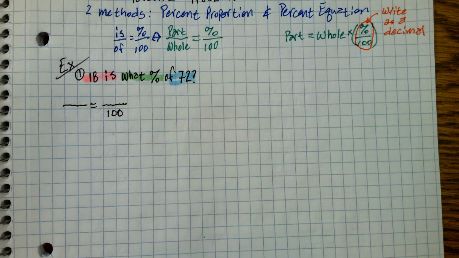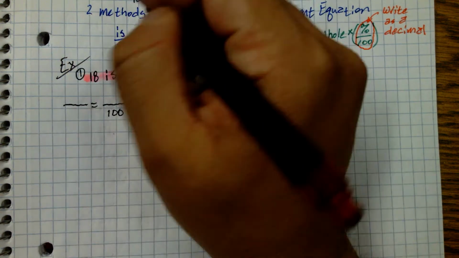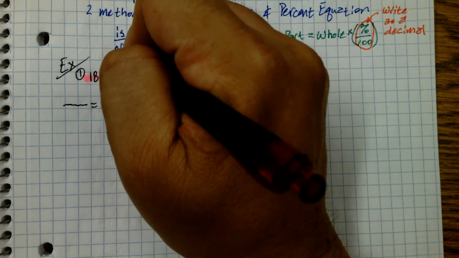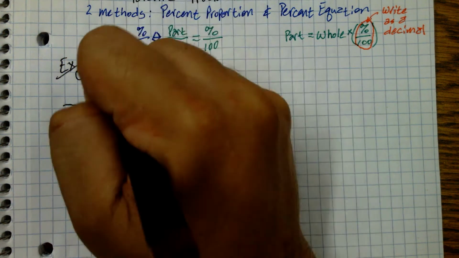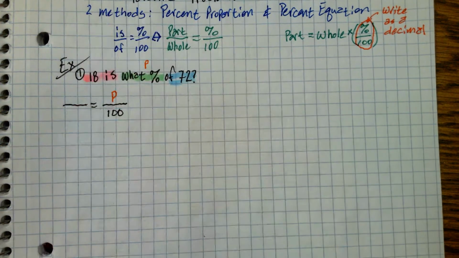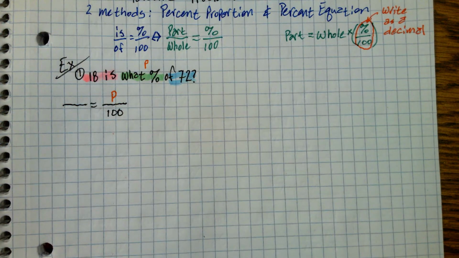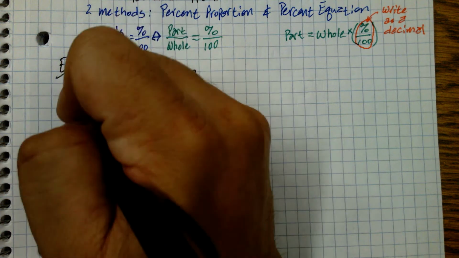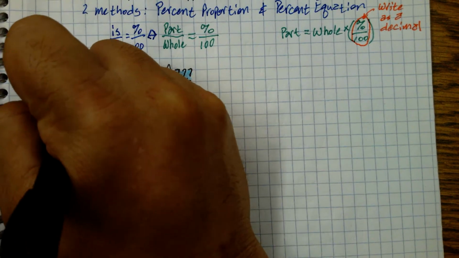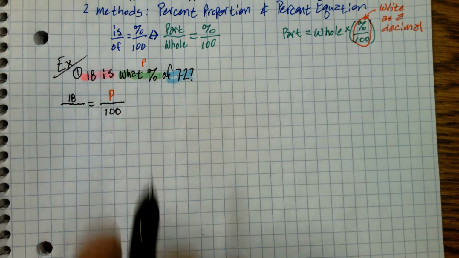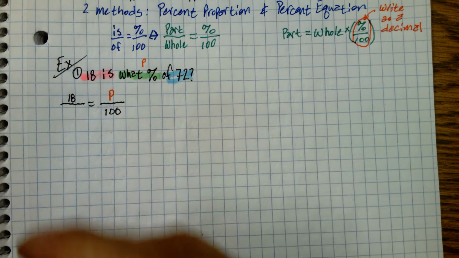Which do we not know? The part, the whole, or the percent? It says what percent, so we'll give it a variable. What variable? N, X, P, whatever you want. I'll pick P for percent. So that goes here because we don't know that. How about 18? Is that the part? Yeah, 18 is. So that goes here. And then of 72, that's our whole.